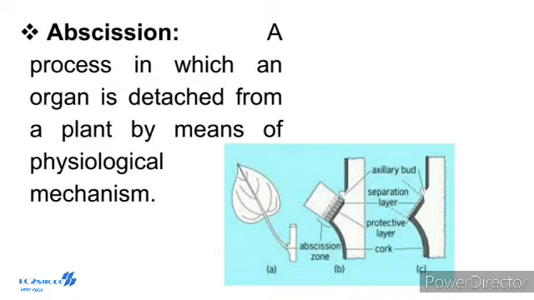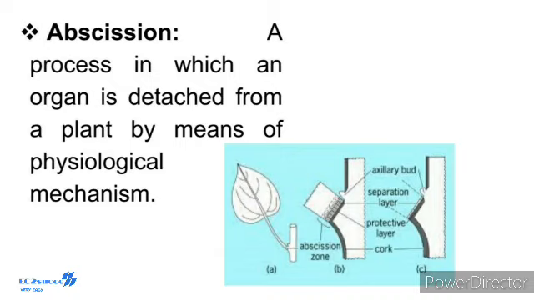Certain other degenerative changes also occur, making the region soft and weak. The organ from the plant is then easily detached whenever there is a heavy rainfall or wind, etc. The abscission occurs due to the change in the hormonal balance.